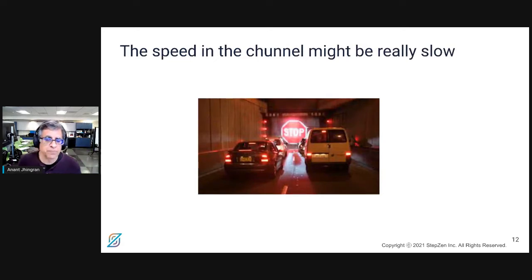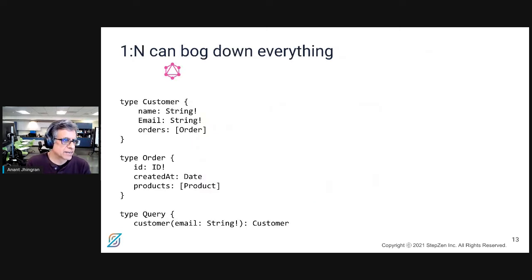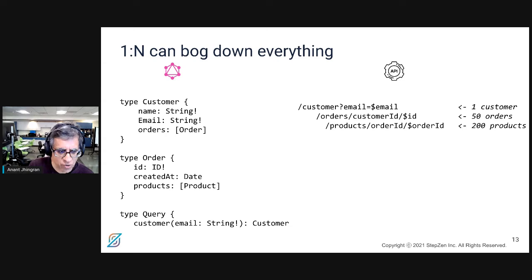The speed in the channel might be really slow. Let's say you create a very nice front-end interface which allows a customer to see her orders and the products that the customer has. That's absolutely awesome. But that particular query, give me some details about a customer, may end up making one call to get the customer details, then 50 calls to get the orders if the customer has 50 orders, and then 200 calls to get the products associated with them. So you may end up doing 251 calls for every customer that you have.